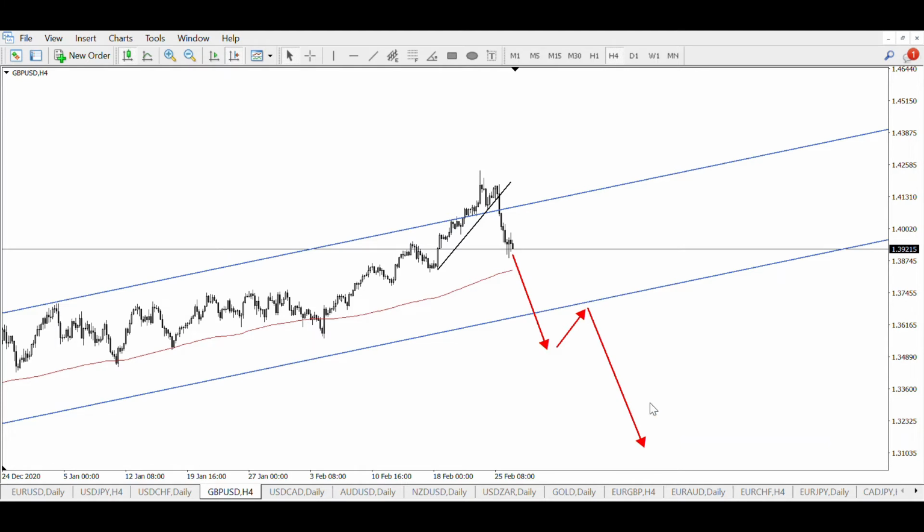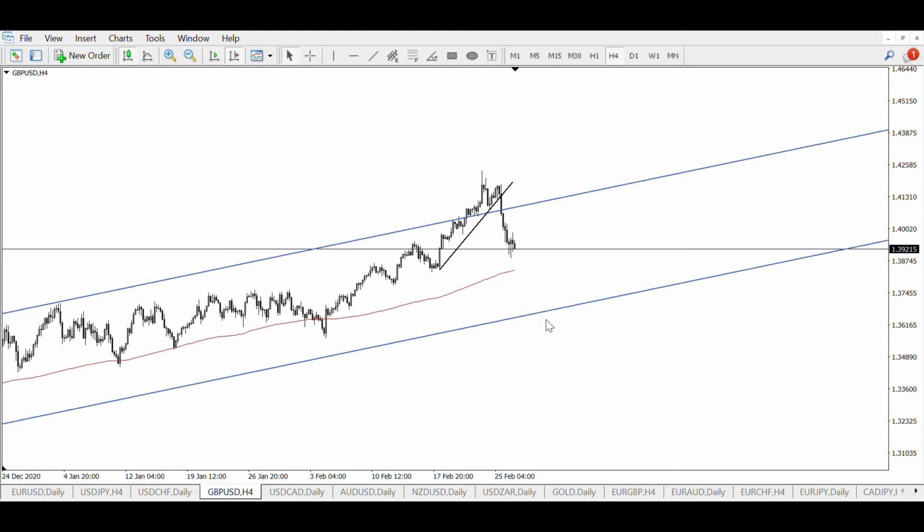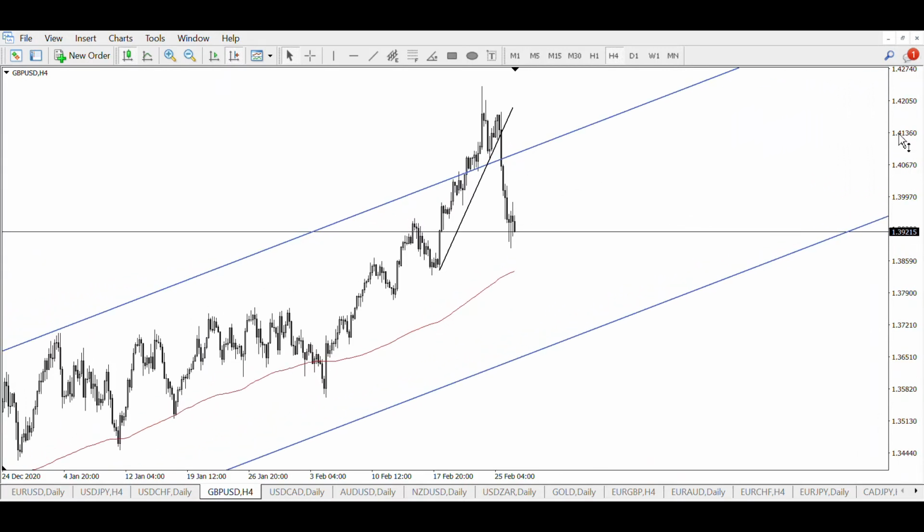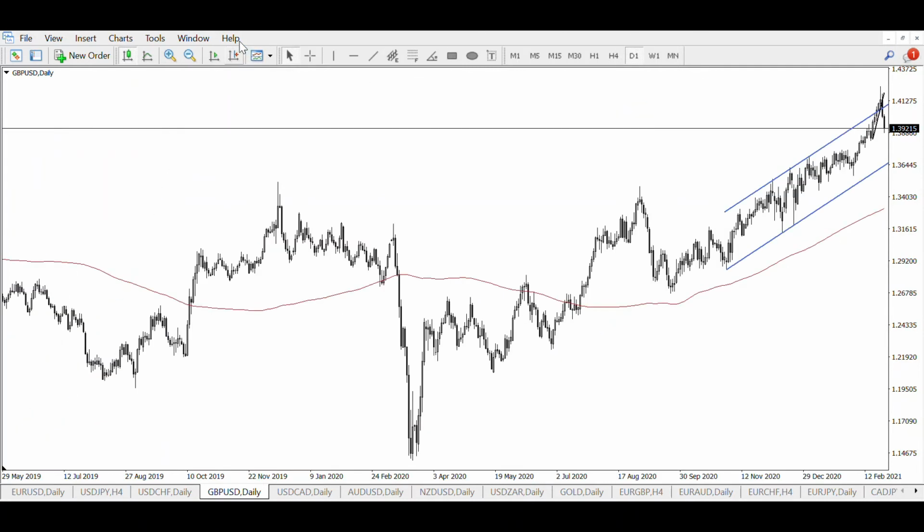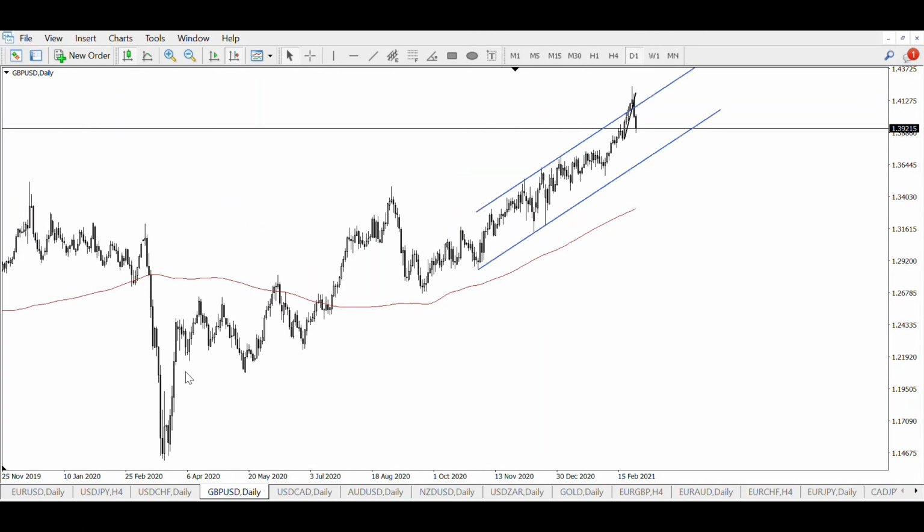But for now, while price is above my support, I will be expecting price as soon as it comes here to go back up. Why? Because that has been the trend since early. The trend started early 2020, and as you can see, it's taking shape.